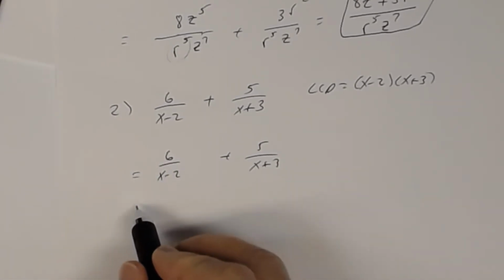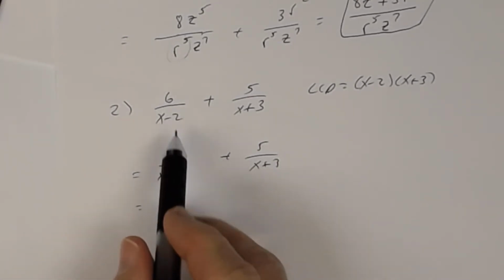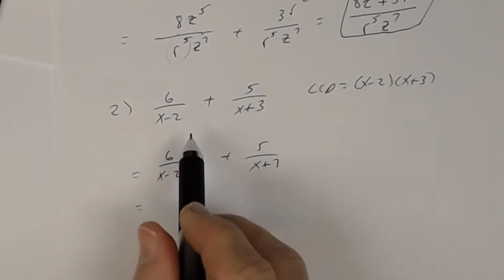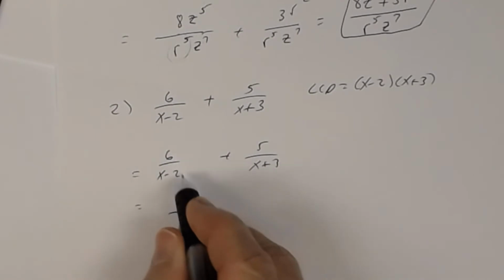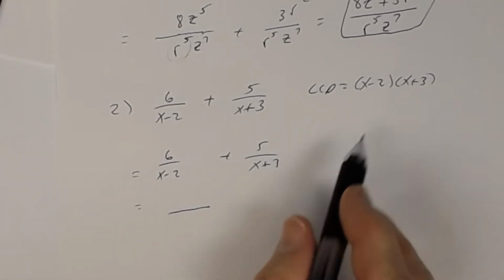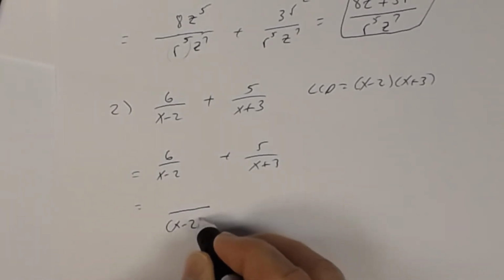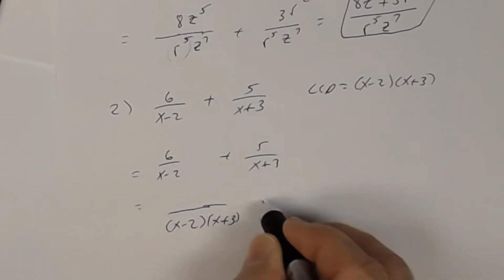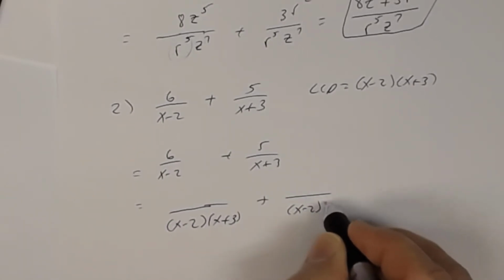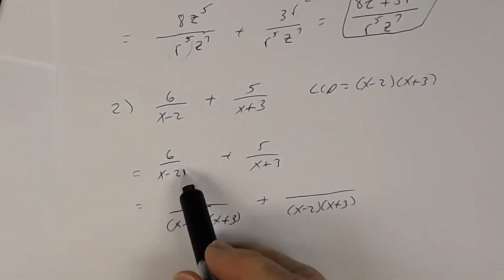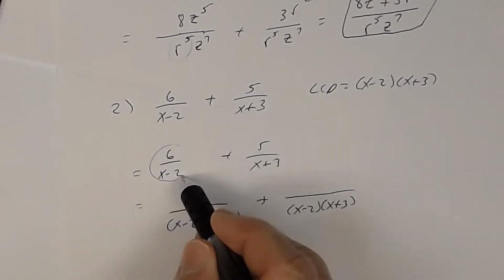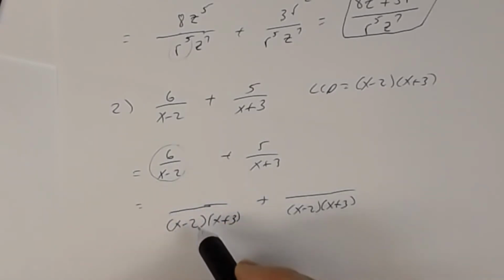So now I'm going to write 2. Notice the equal sign. This is equal to this, is equal to this, and so on. Those are mathematically correct statements. So I'm going to write 2 fractions, 2 rational expressions with that denominator. x minus 2, x plus 3, plus x minus 2, x plus 3. Okay? So the question is, 6 divided by x minus 2 is equivalent to what rational expression with this denominator?